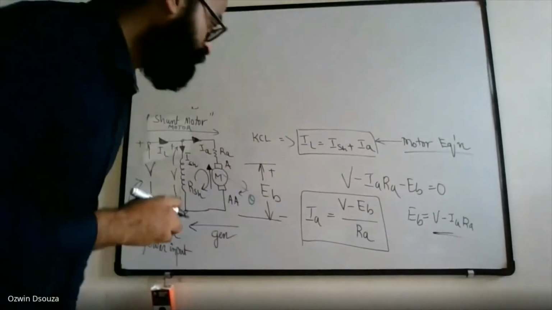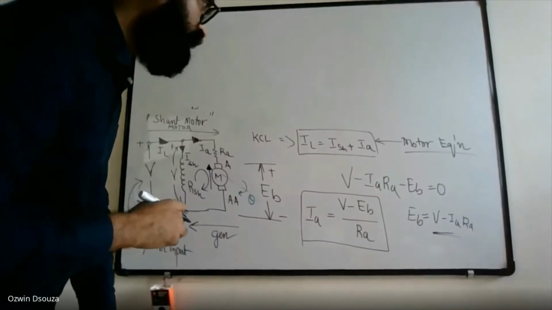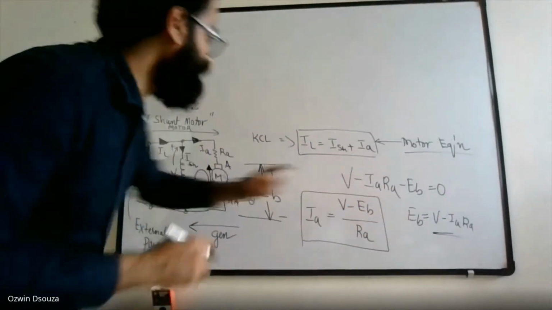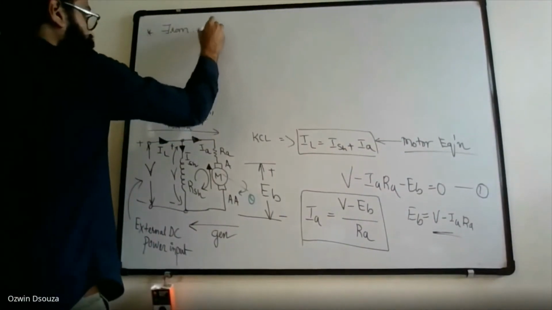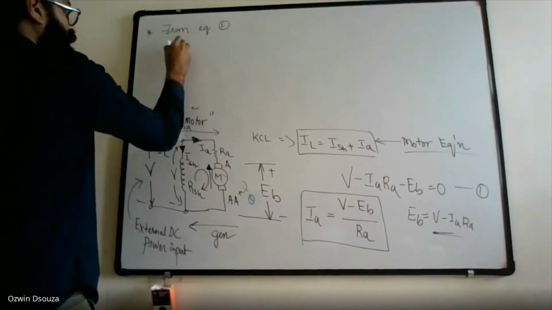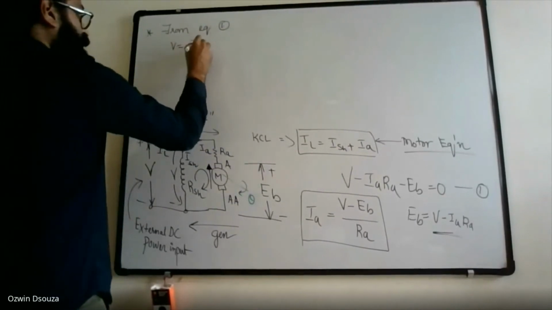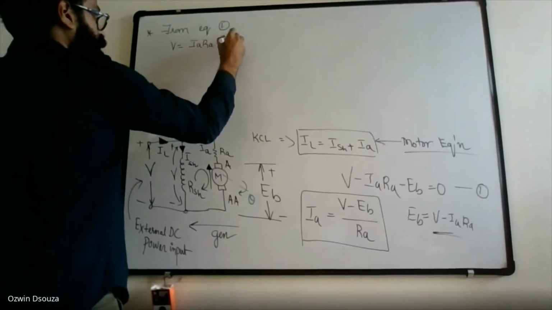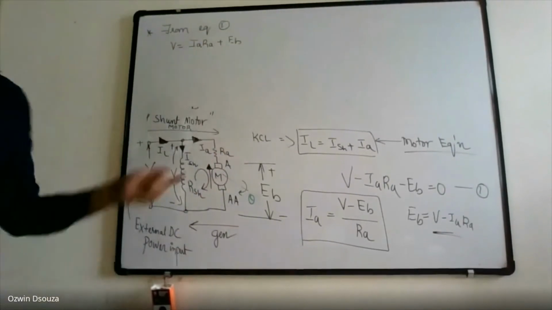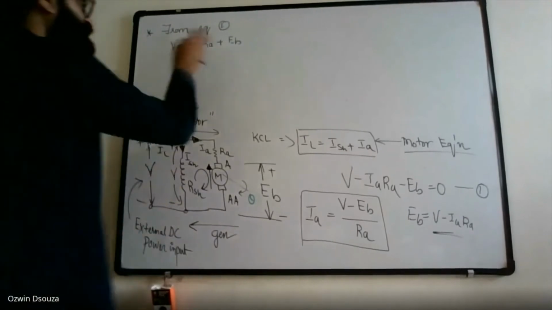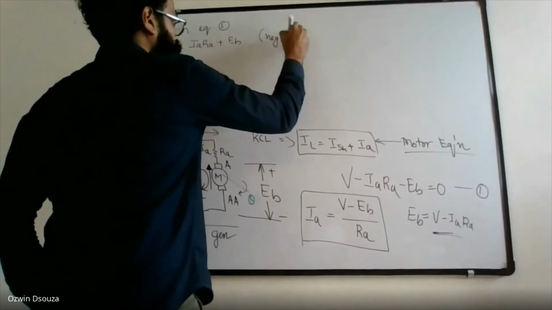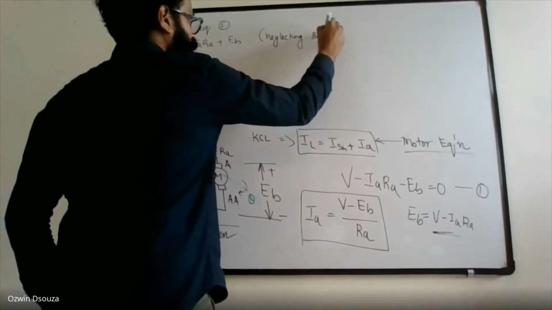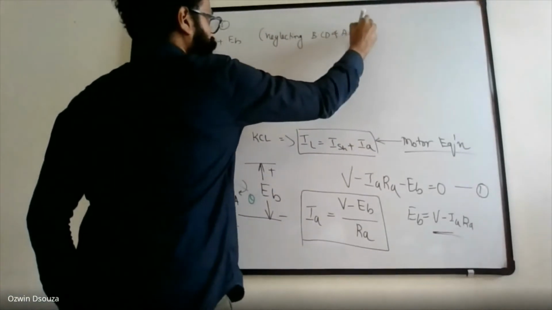Next, let me consider this relation, equation 1. So from equation 1, I can write V is equal to, let me take the back EMF and resistive drop on the right hand side. V is equal to IaRa plus Eb, neglecting brush contact drop and armature reaction drop.